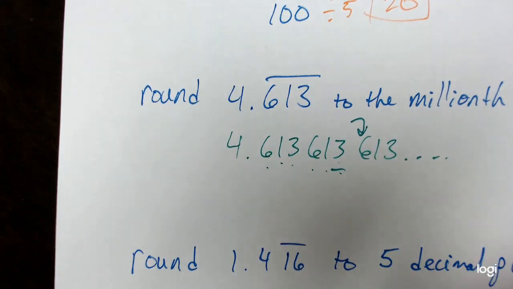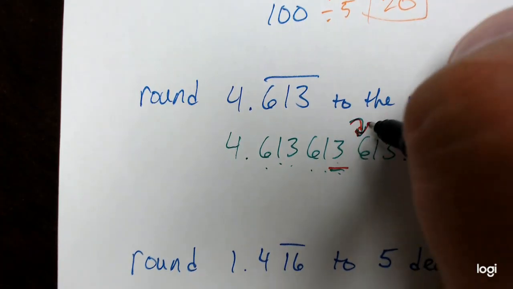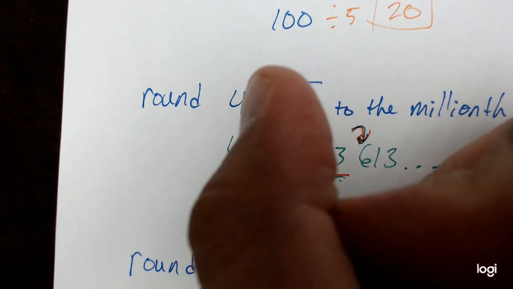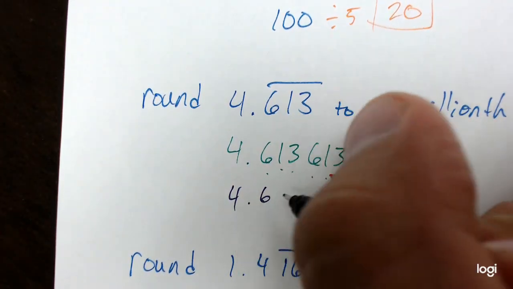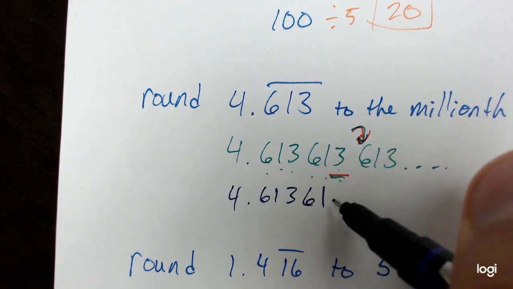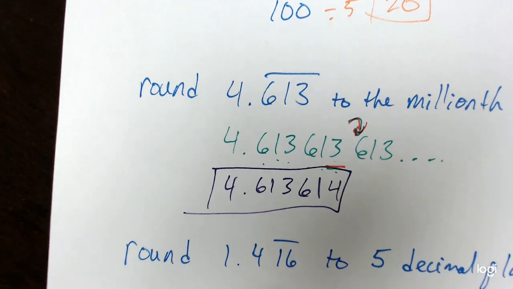So the answer is going to be, oh, maybe I should have done that in a different color. Let's make it red. I think that's what I used in that video, red, to look at that number. So my final answer will be 4.61361, and that goes up to 4. Everything else gets cut off, and that would be my final answer right there.